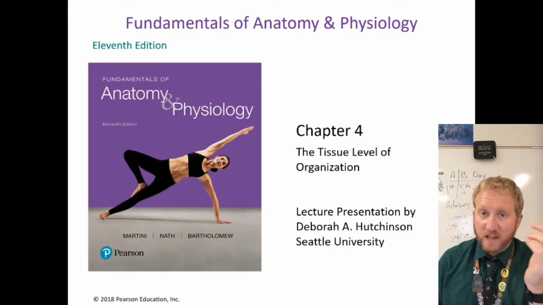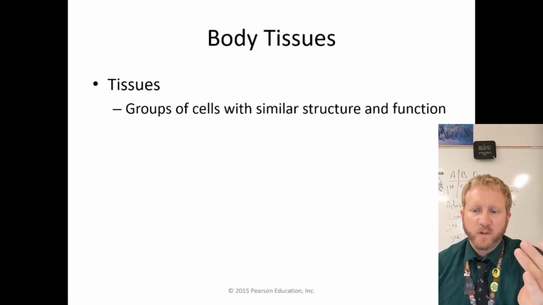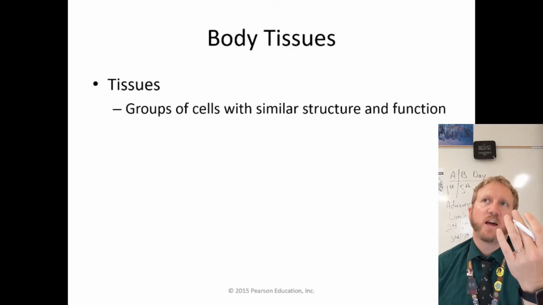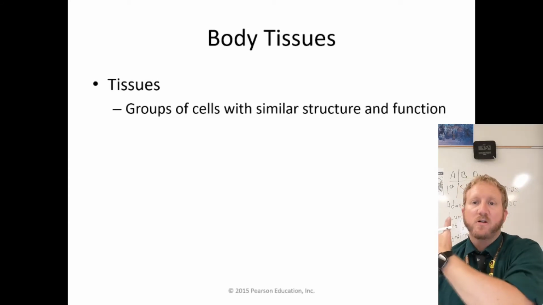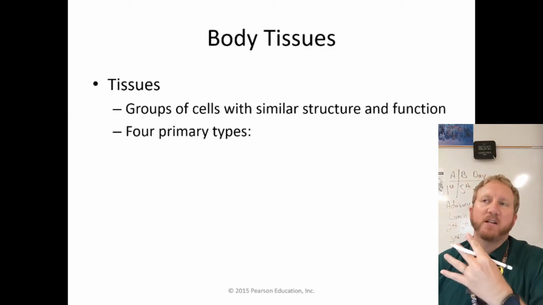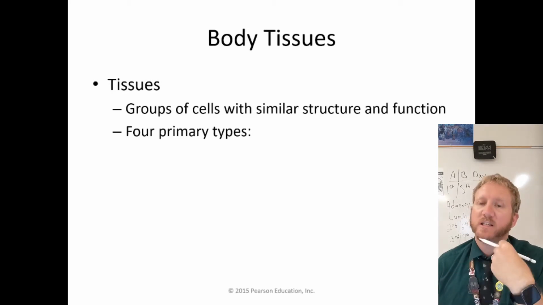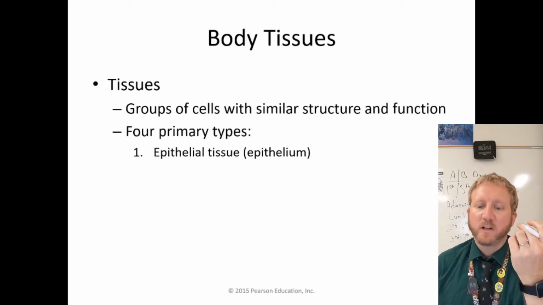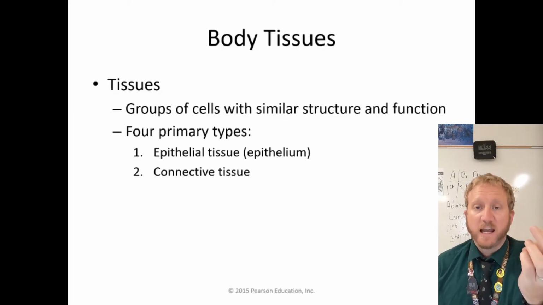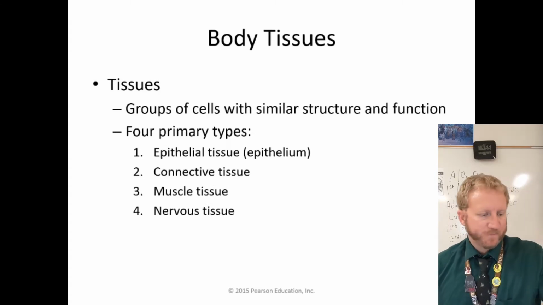So getting us into that, then we've got our body tissues. And so body tissues are groups of cells with similar function and similar structure. So if you have one type of cell all together, that's a tissue. We've got four primary types of tissues, and we're going to spend the first semester looking at organ systems that are primarily these tissue types. We've got epithelial tissue, or the epithelium, so we're going to get into skin a lot on that one, connective tissue, muscle tissue, and nervous tissue.